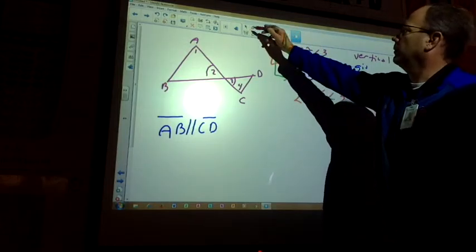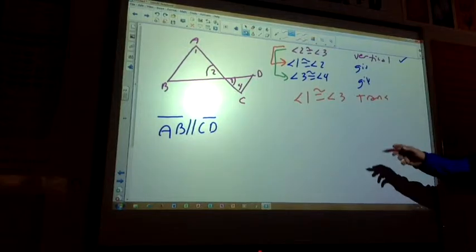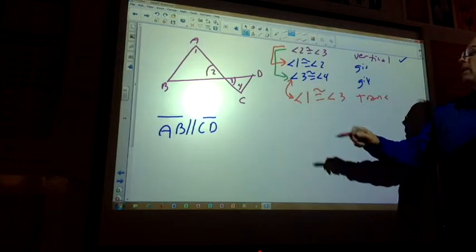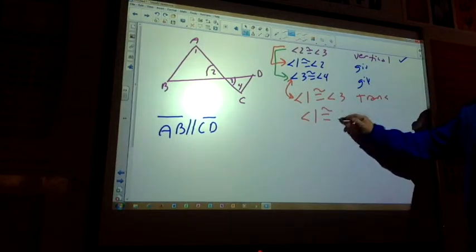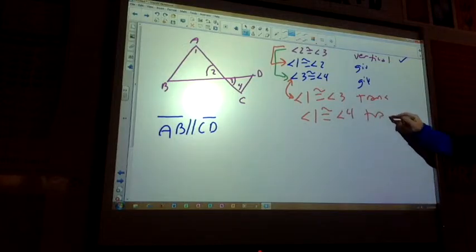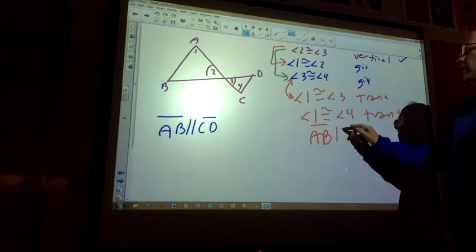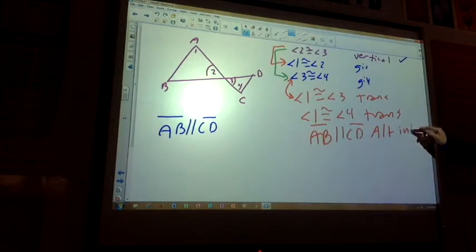That was already up there. Oh, yeah. All right. 1 is congruent to 3, so that's going to allow this and this to be combined, right? And that's going to give us angle 1 is congruent to angle 4. And there's our transitive again. AB is parallel to CD because of alternate exterior. There you go. Alternate interior. Alternate interior angles. Okay.